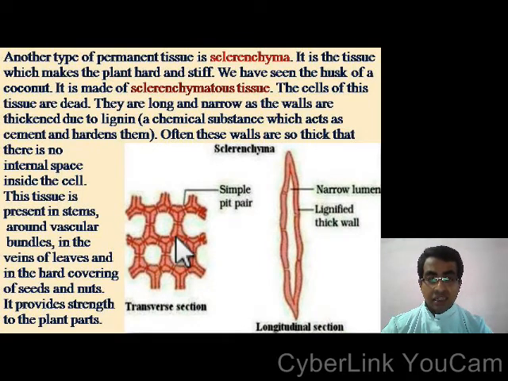You can see this tissue is present in stems around vascular bundles, in the veins of leaves, and in the hard covering of seeds and nuts. It provides strength to the plant parts. So this is a longitudinal section of sclerenchyma and the transverse section of sclerenchyma.